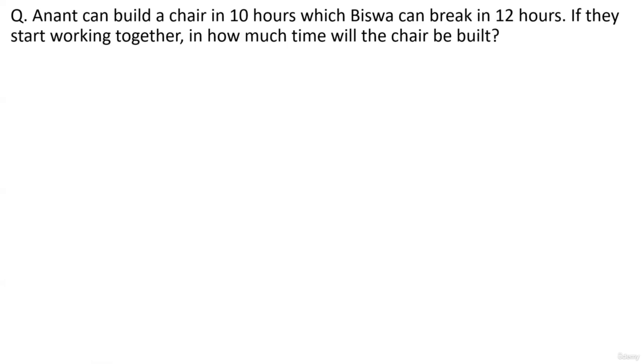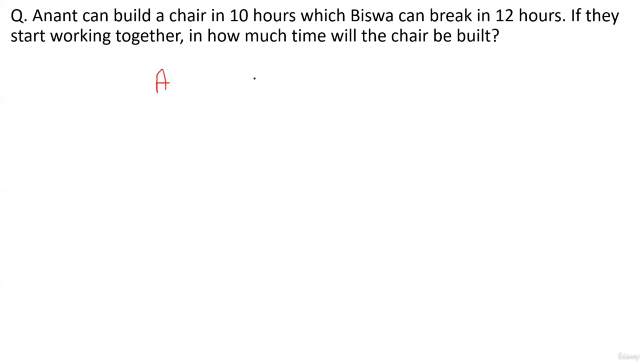But if you observe carefully, the one who builds the chair, Anant, can build the chair in 10 hours. And the one who can destroy or break the chair, that person takes 12 hours. So the one who is building the chair is more efficient, right? So effectively, the chair will be built. Now, how can we find out the time taken for the chair to be built?